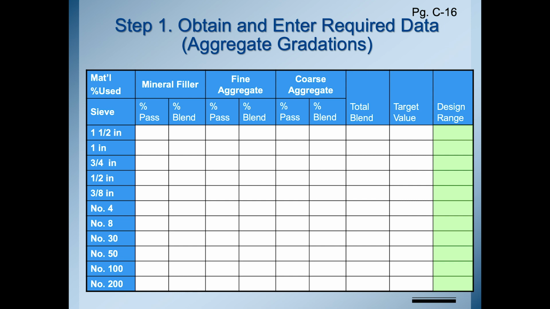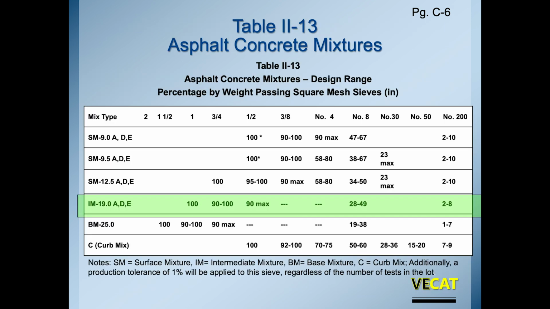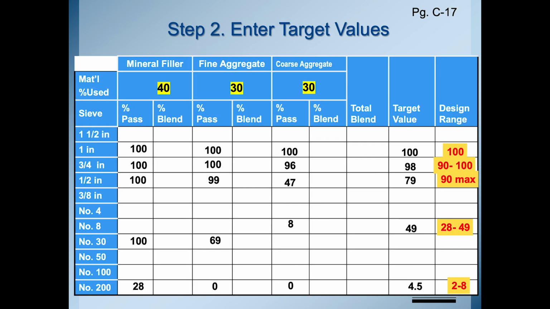And we have to do the same thing as we did before. We have to insert the design range and everything else for each one of these mixes. In this case, again, we're talking about an intermediate mix, an IM19A. We go back to that chart that we talked about before, table 213, that's in section 211 of the Road and Bridge specifications, and we pull those ranges right off of that chart. And you'll see they get inserted into the design range there at the end.